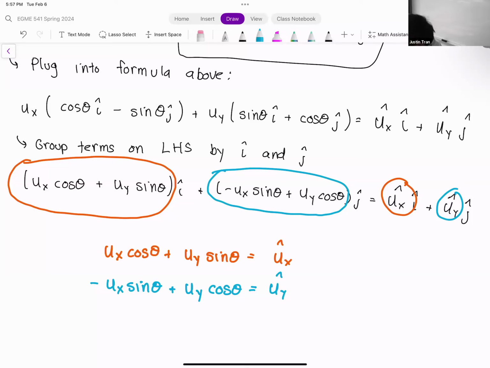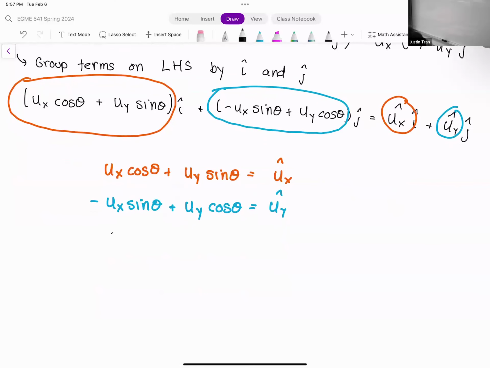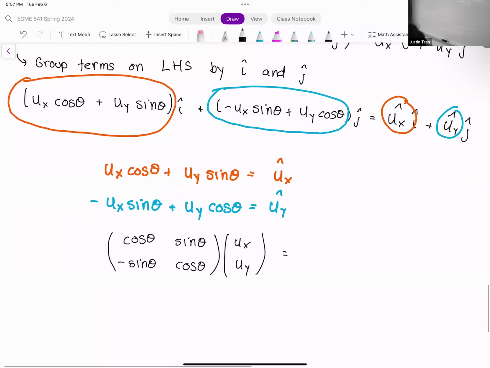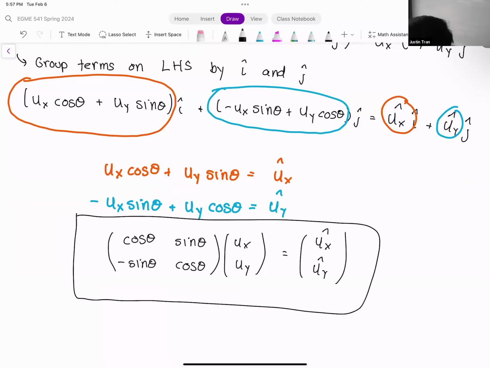All right. So when you write the equations this way, it looks like a matrix set of equations. And so let's go ahead and extract the coefficients. And what we'll find is that we have something called our transformation matrix. When we extract these coefficients, we have cosine theta, sine theta, minus sine theta, cosine theta, multiplied by ux and uy is equal to ux hat, uy hat.